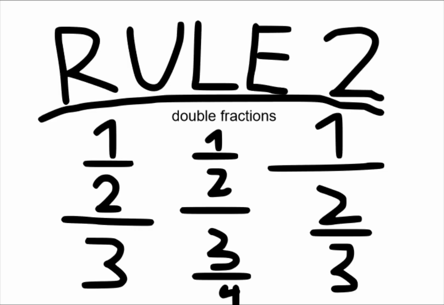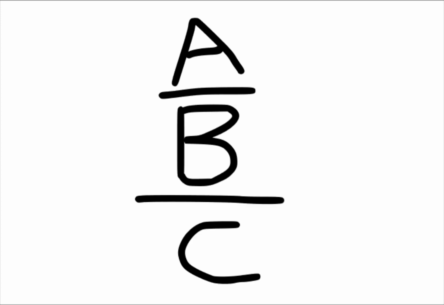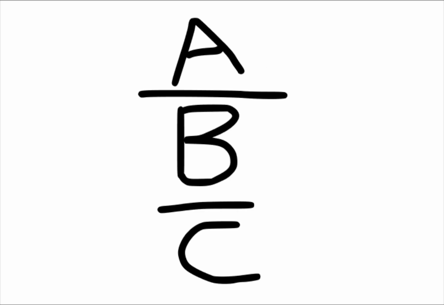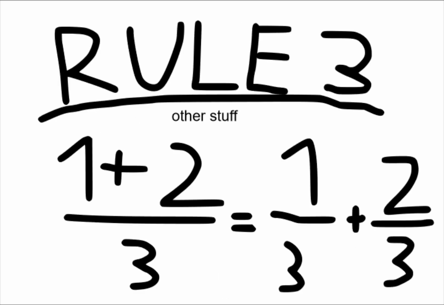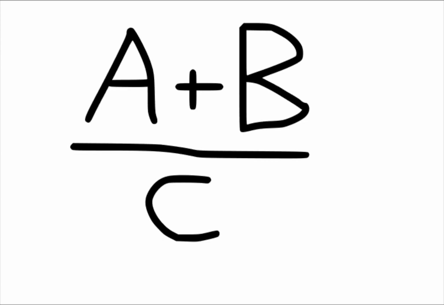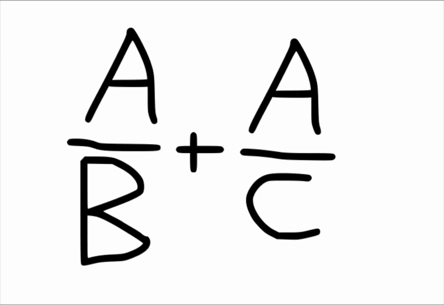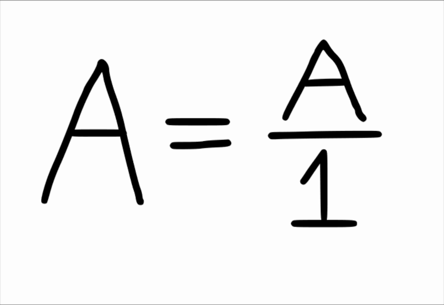Rule 2. Double fractions. So there are multiple types of double fractions. This one is just multiplication, this one is division, and this one is division 2. Rule 3. Other stuff. You can take apart fractions like this, but not like this. You can take any number and convert it into a fraction by dividing it by 1.